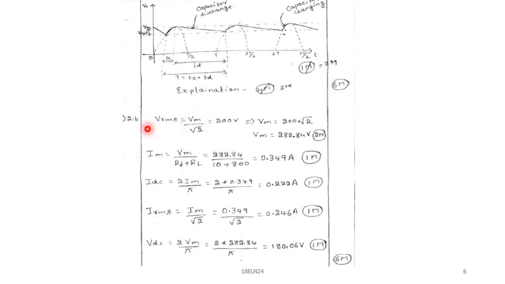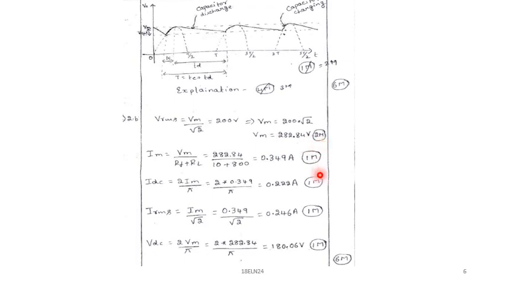Second problem is here. Second question is a problem. They are given VRMS, the VRMS is 200 volt. Find out VM, and by using VM, calculate the other parameters like IM, IDC, IRMS, VDC and all. Calculate it. First, initially to calculate VM is 2 marks.